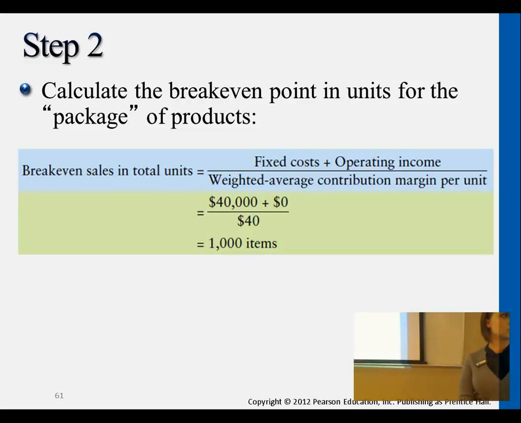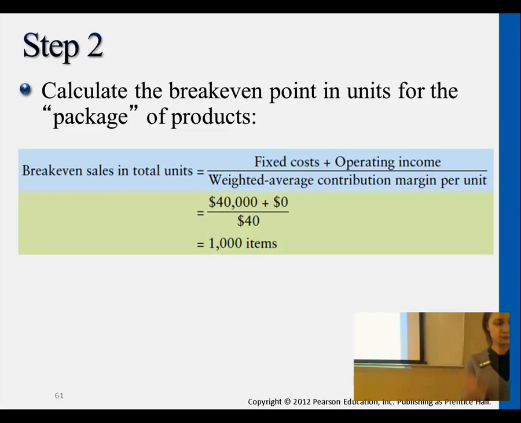Now we need to learn how do we calculate the break-even point in units for that bundle, right? 3 of one unit, 2 of the other one. What do I do? So I have this formula that we kind of know. It's just a little different. Break-even sales in total units is fixed cost plus operating income divided by weighted average contribution margin per unit.